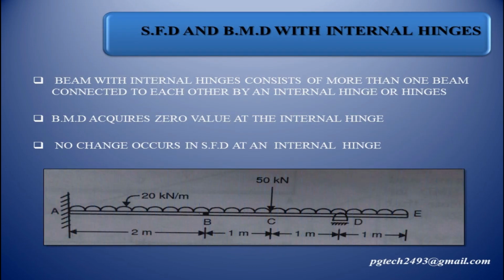SFD and BMD with internal hinges. A beam with internal hinges consists of more than one beam connected to each other by an internal hinge or hinges. Support reactions for such beams are found by applying the condition of equilibrium to the entire beam, and also to the individual beam by taking the moments of forces on the selected beam about an internal hinge and equating to 0.